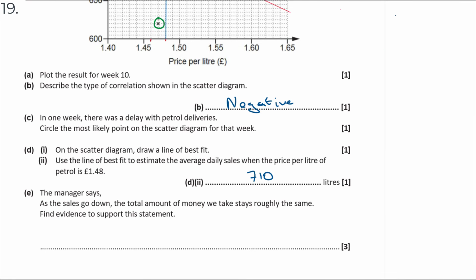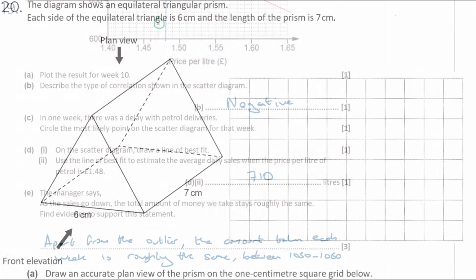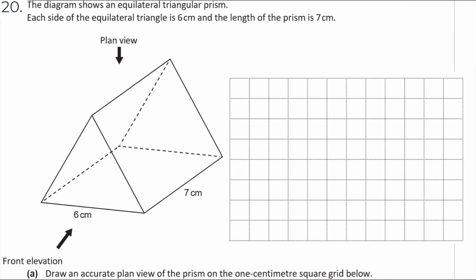So I'm going to say, apart from the outlier, the amount taken each week is roughly the same, between 1,050 and 1,060.